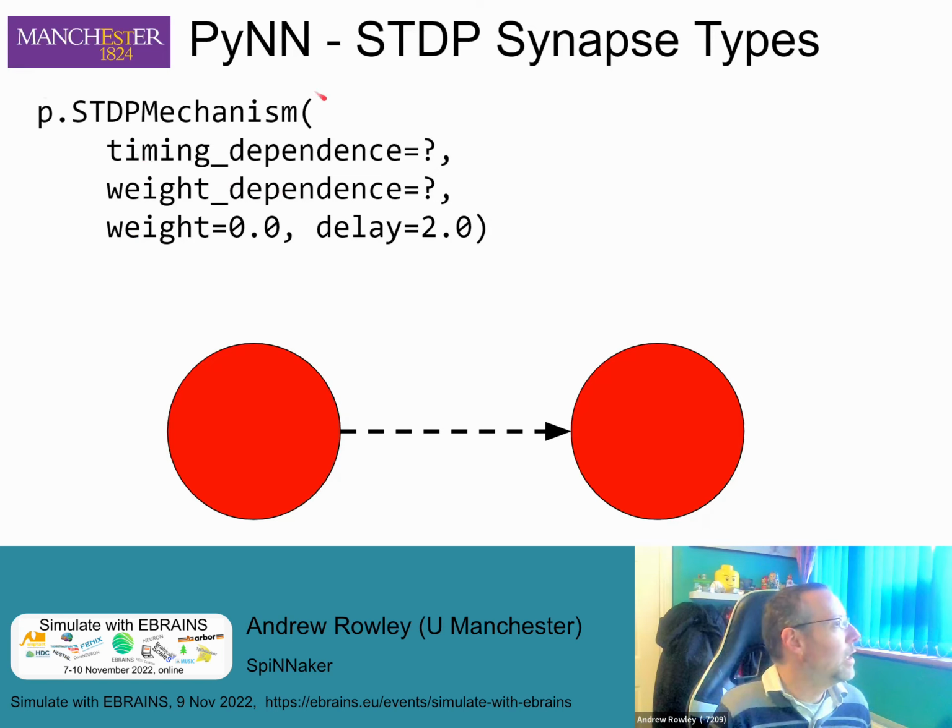The way to specify this in PyNN is to use the STDP mechanism. So this is what you use for your synapse type instead of static synapse. You have to specify a timing dependence and a weight dependence, and you specify an initial weight and delay. So you're specifying the initial condition here.